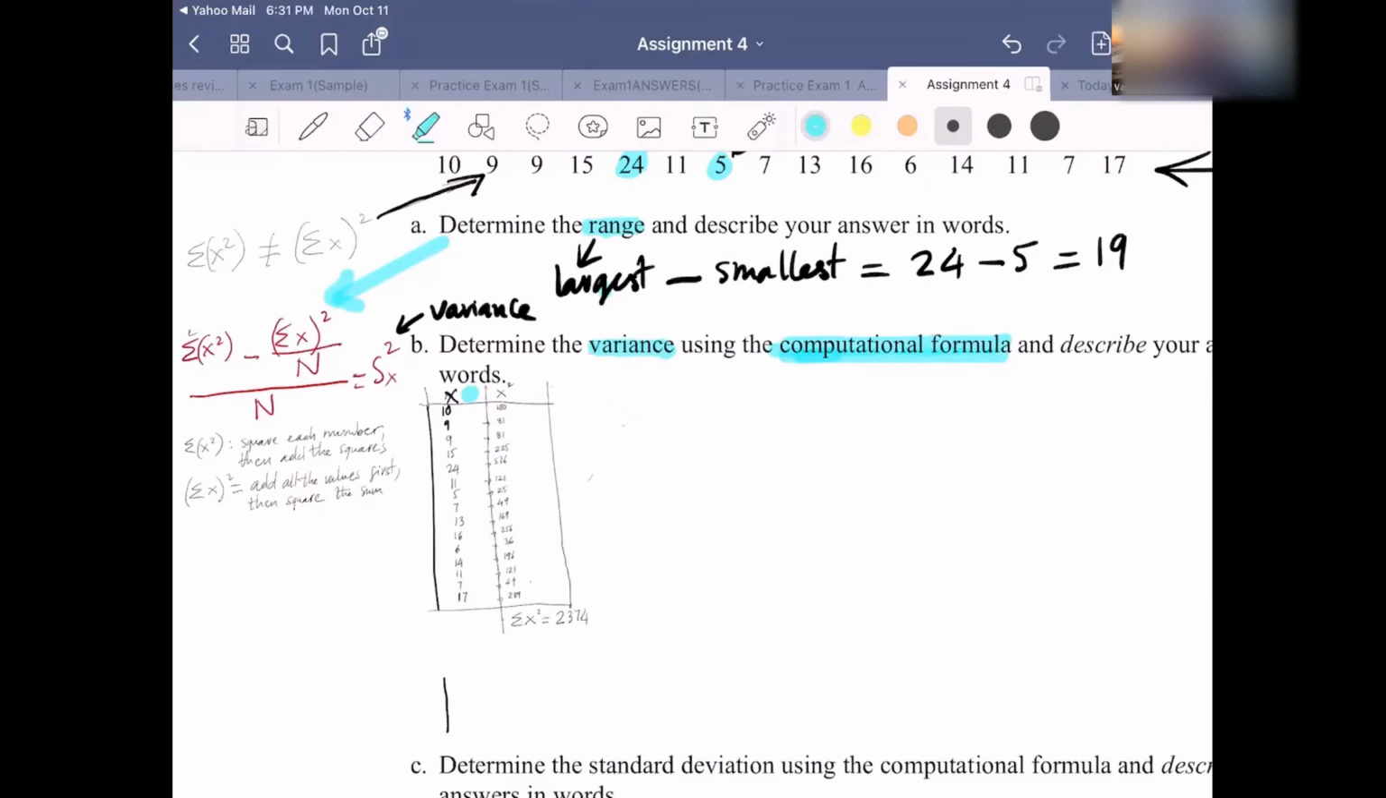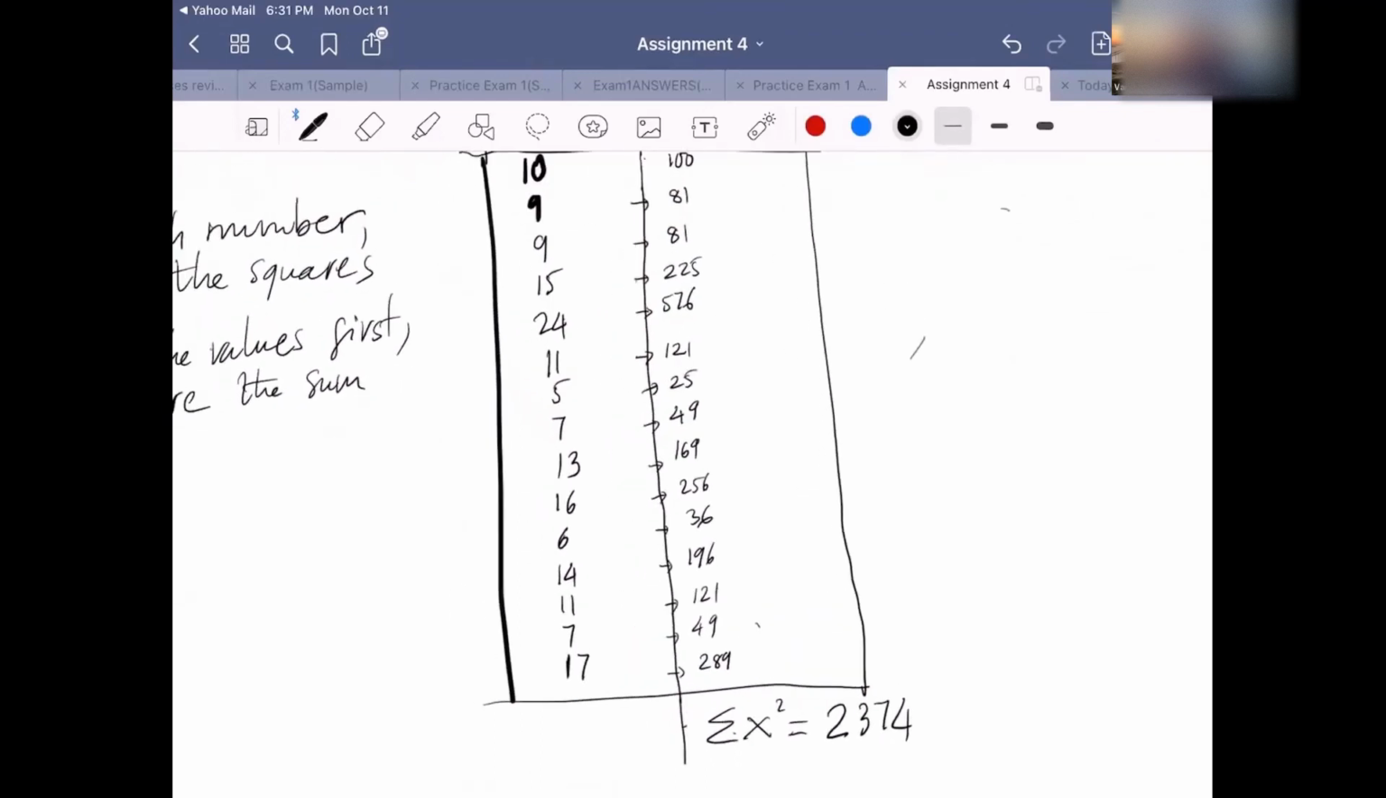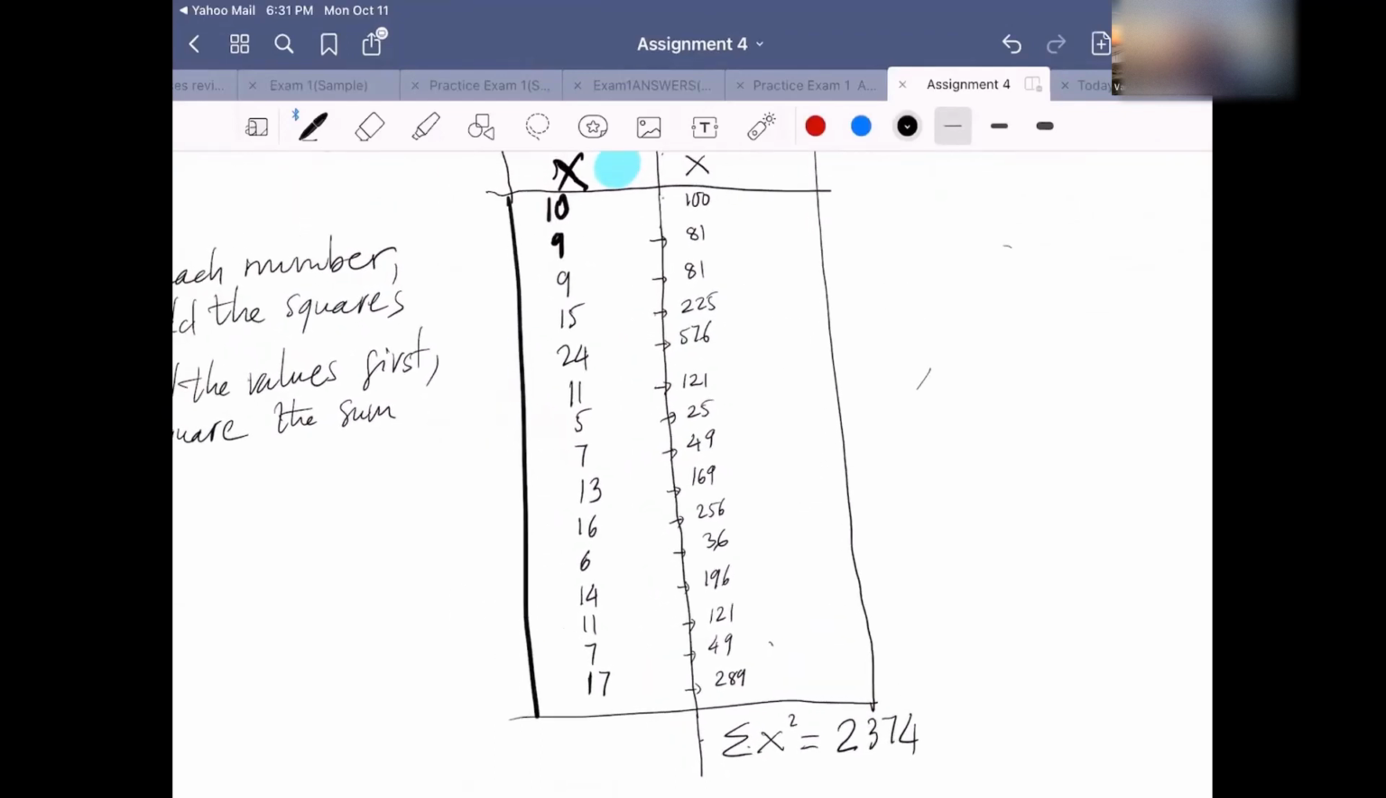Next you will need to find the sum of the x and then square it. So that means you have to find the sum of the x first, and then after that, you will square it. All right, so what is the sum of the x here, everyone? Type in the chat for me. The sum of the x values means that you have to add up all these x values together first, okay?